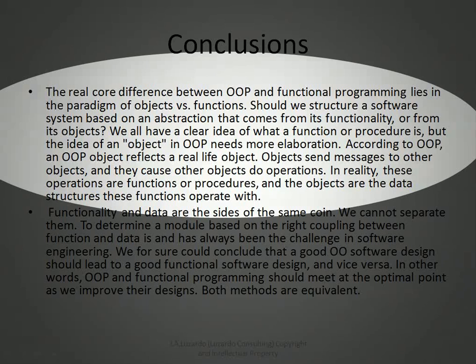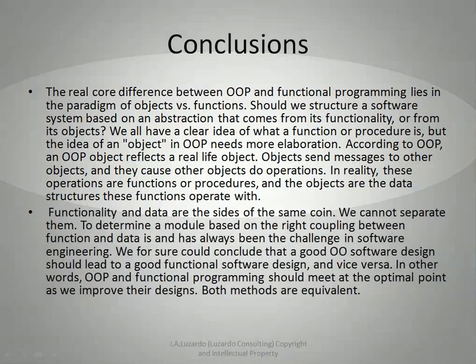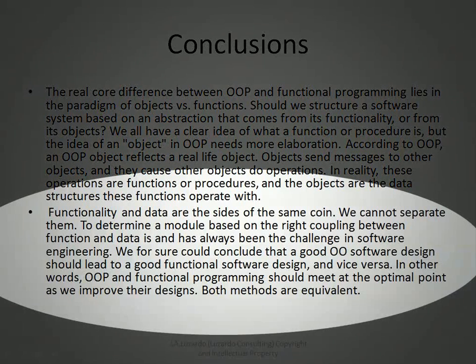We all have a clear idea of what a function or procedure is, but the idea of an object in OOP needs more elaboration. According to OOP, an OOP object reflects a real-life object. Objects send messages to other objects, and they cause other objects to do operations. In reality, these operations are functions or procedures, and the objects are the data structures these functions operate with. Functionality and data are the sides of the same coin. We cannot separate them. To determine a module based on the right coupling between function and data is and has always been the challenge in software engineering.